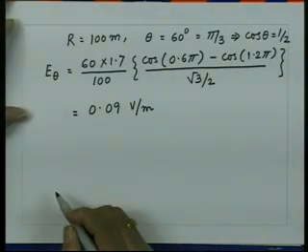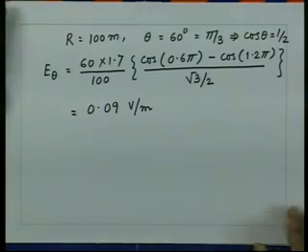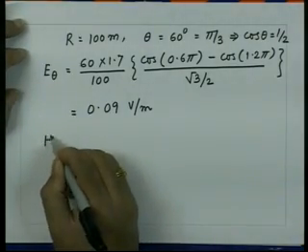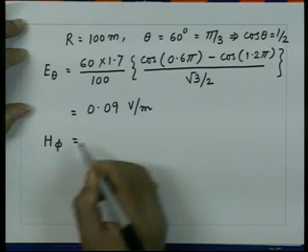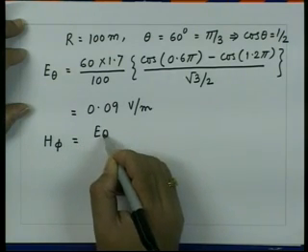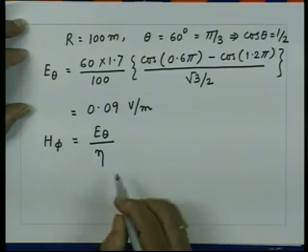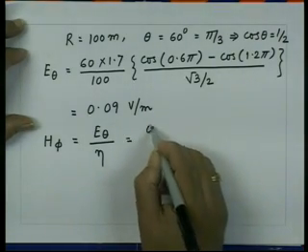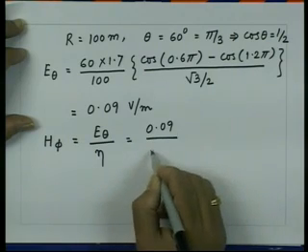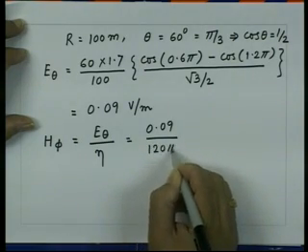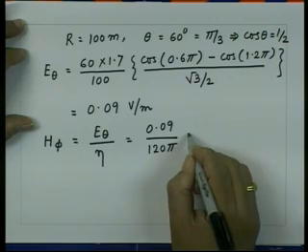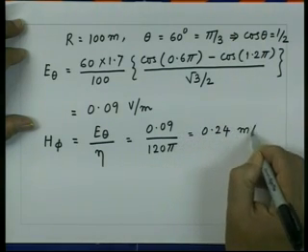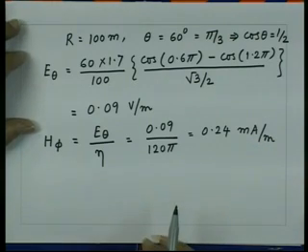Once I know the electric field, then I can find out the magnetic field, since I know the relation between the electric and magnetic field. H phi for the radiation field is equal to E theta upon the intrinsic impedance of the medium, which is 120 pi. So H phi will be equal to 0.09 upon 120 pi, that is equal to 0.24 milliamperes per meter.